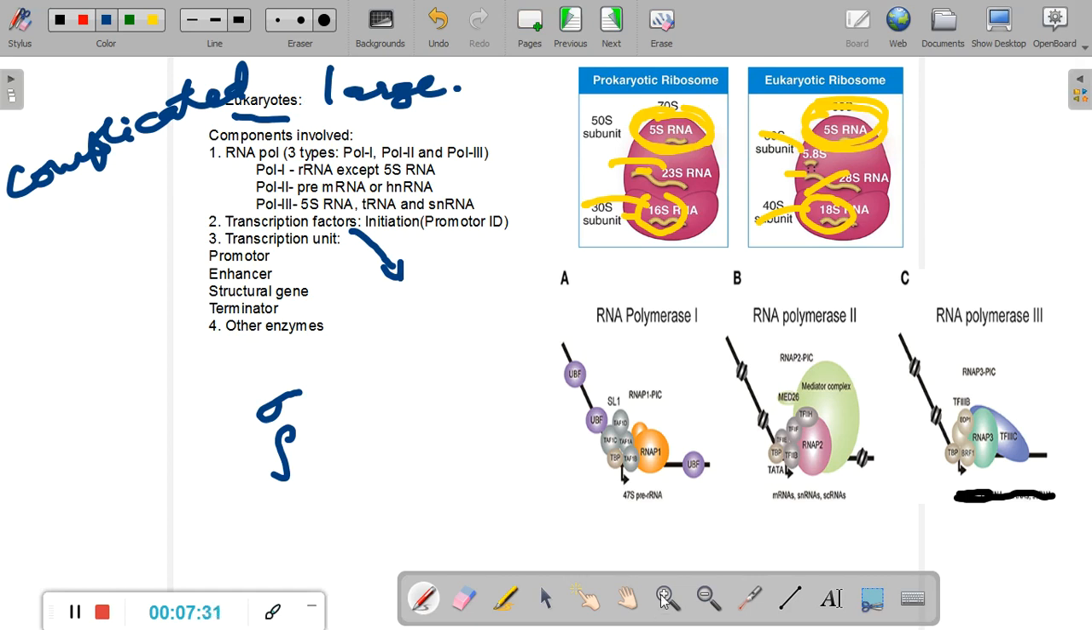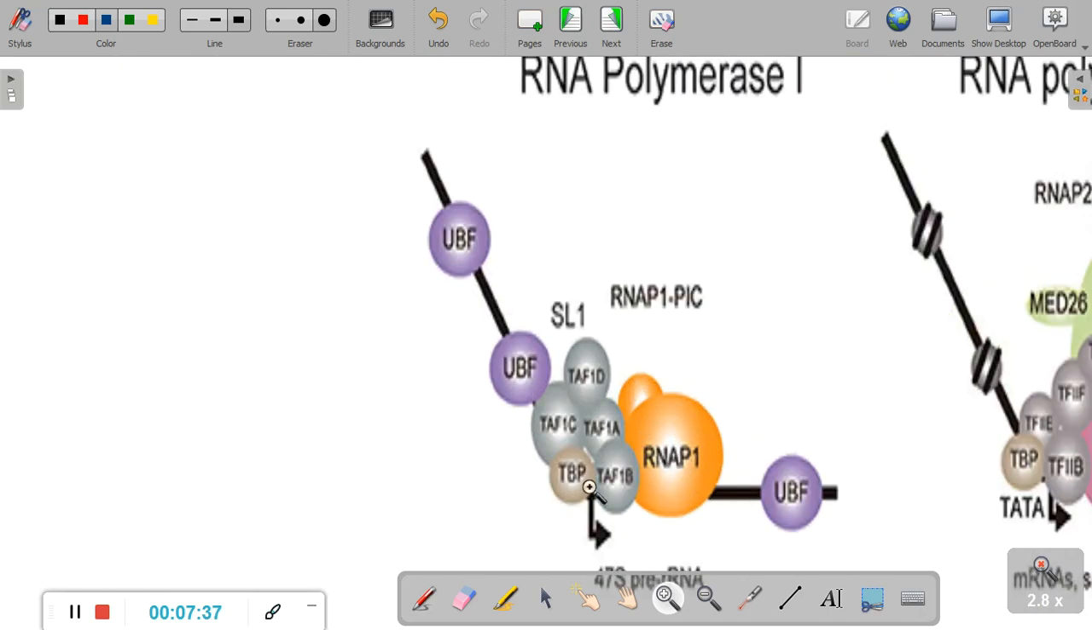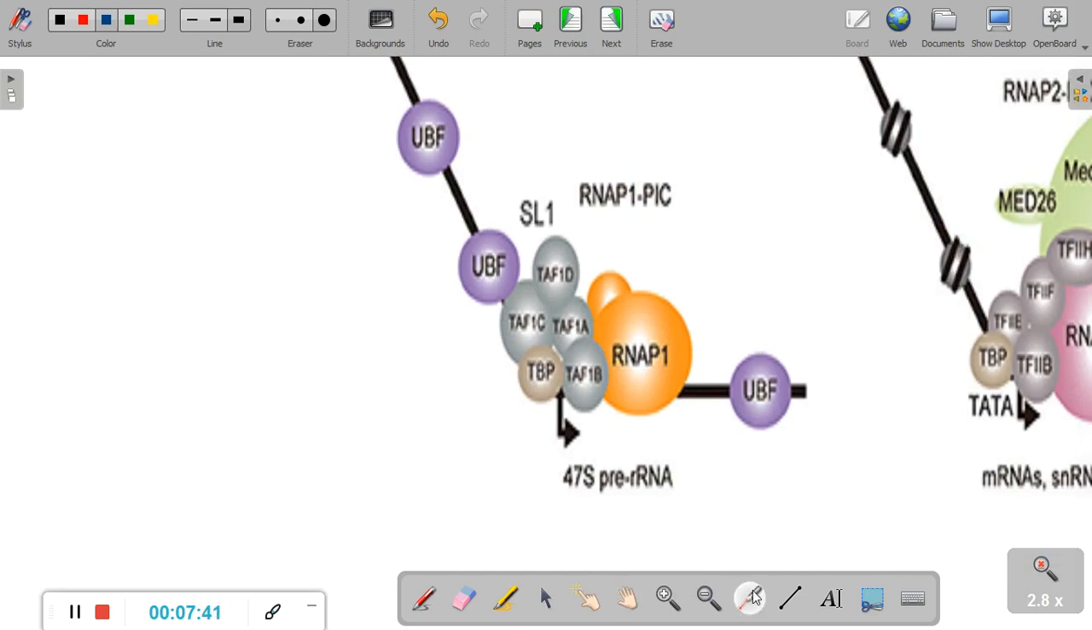We are studying that transcription factors are another component required in eukaryotic transcription. What are transcription factors? Let me show you. So here I have got the image of these three RNA polymerase enzymes. Let us just look at only one of them, RNA polymerase 1. Here we have RNA polymerase 1 in orange. And if you look around, can you see this TFB, TBF, TAF, TAFID? These are all transcription factors.